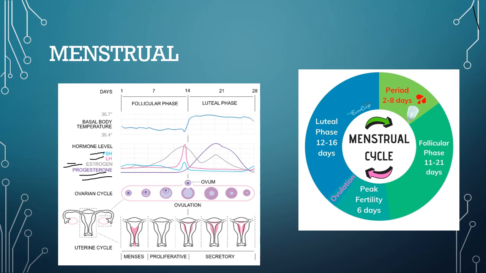Also jeera, that is cumin seeds. Cumin seeds are useful because during the periods, there could be indigestion. So having more jeera, that is cumin seeds, would be beneficial.